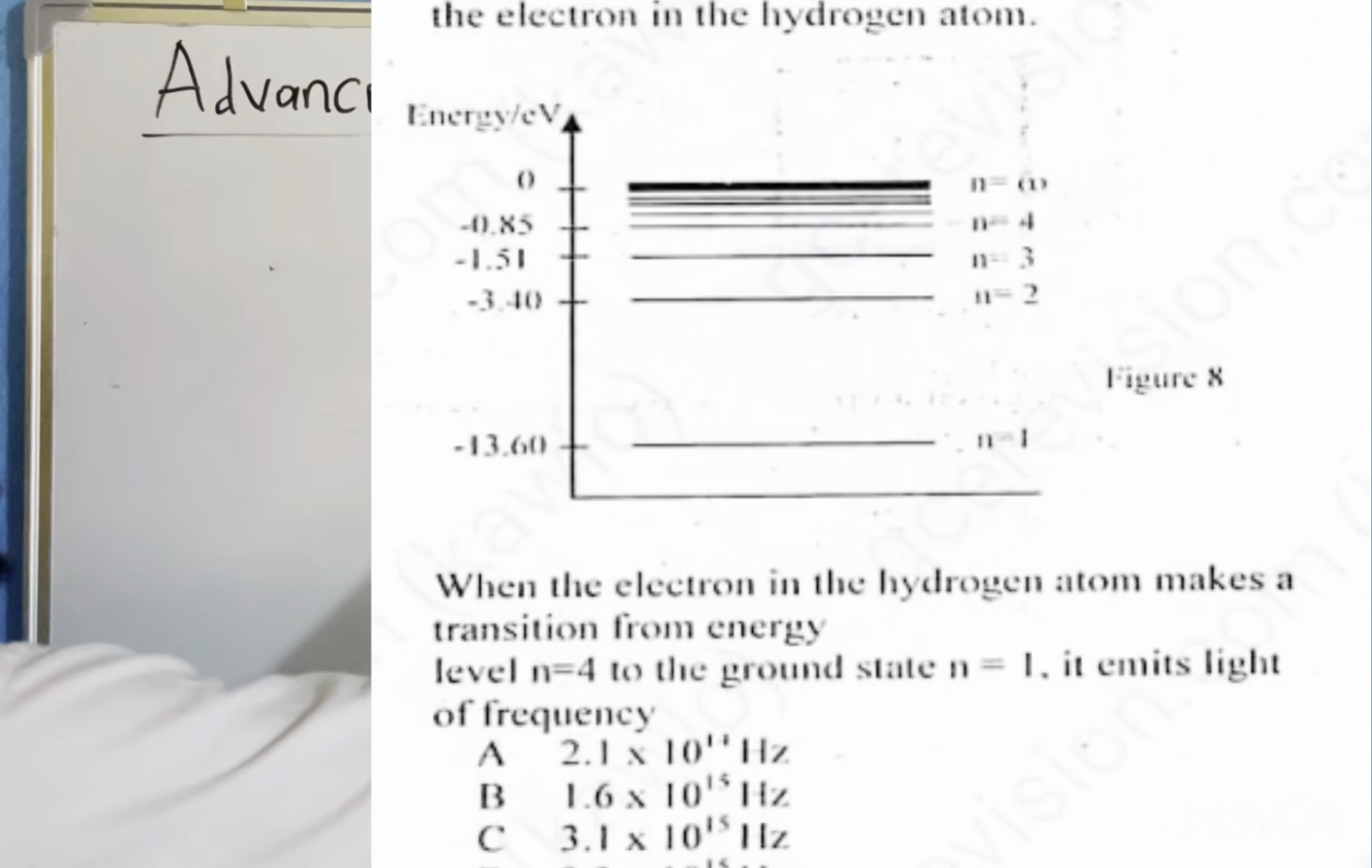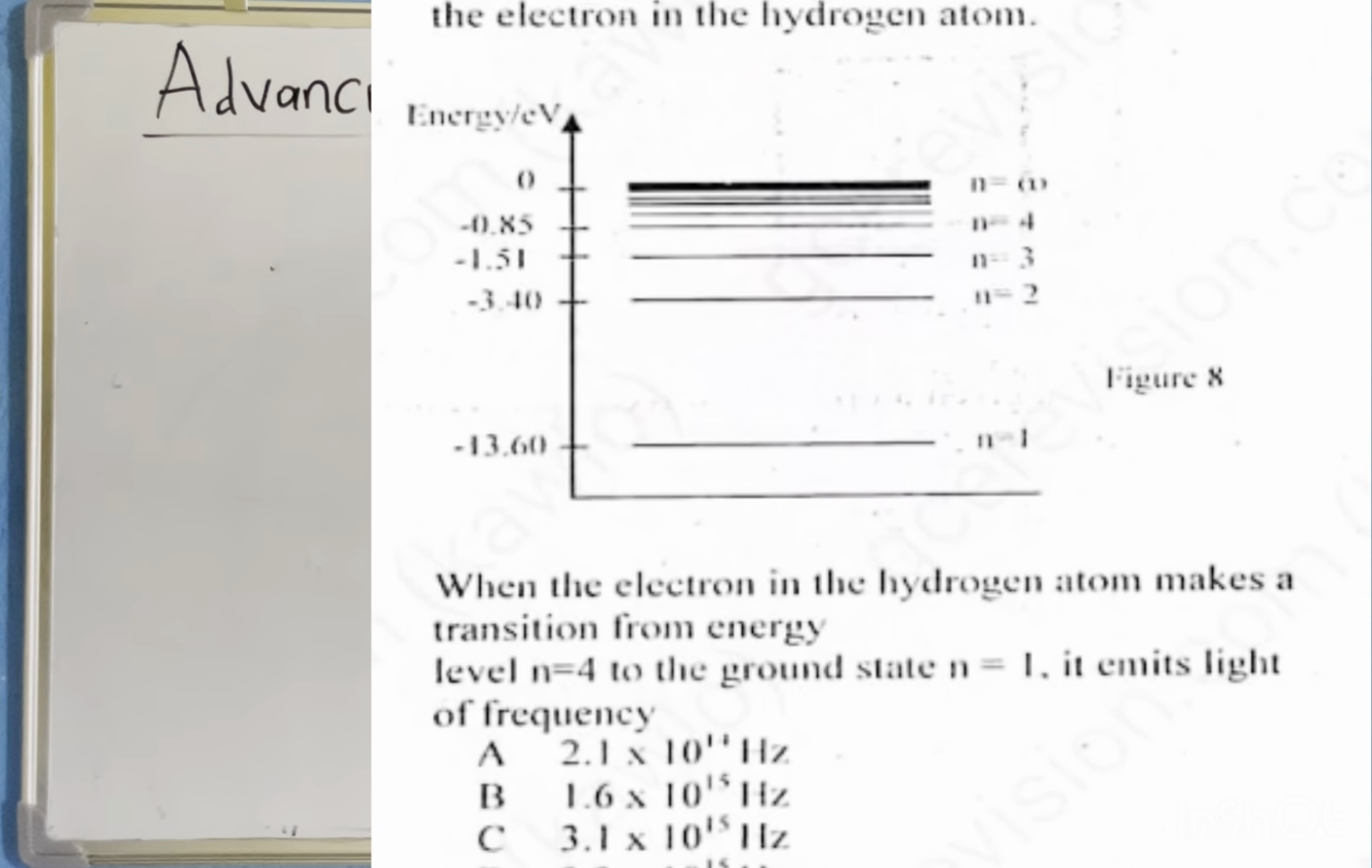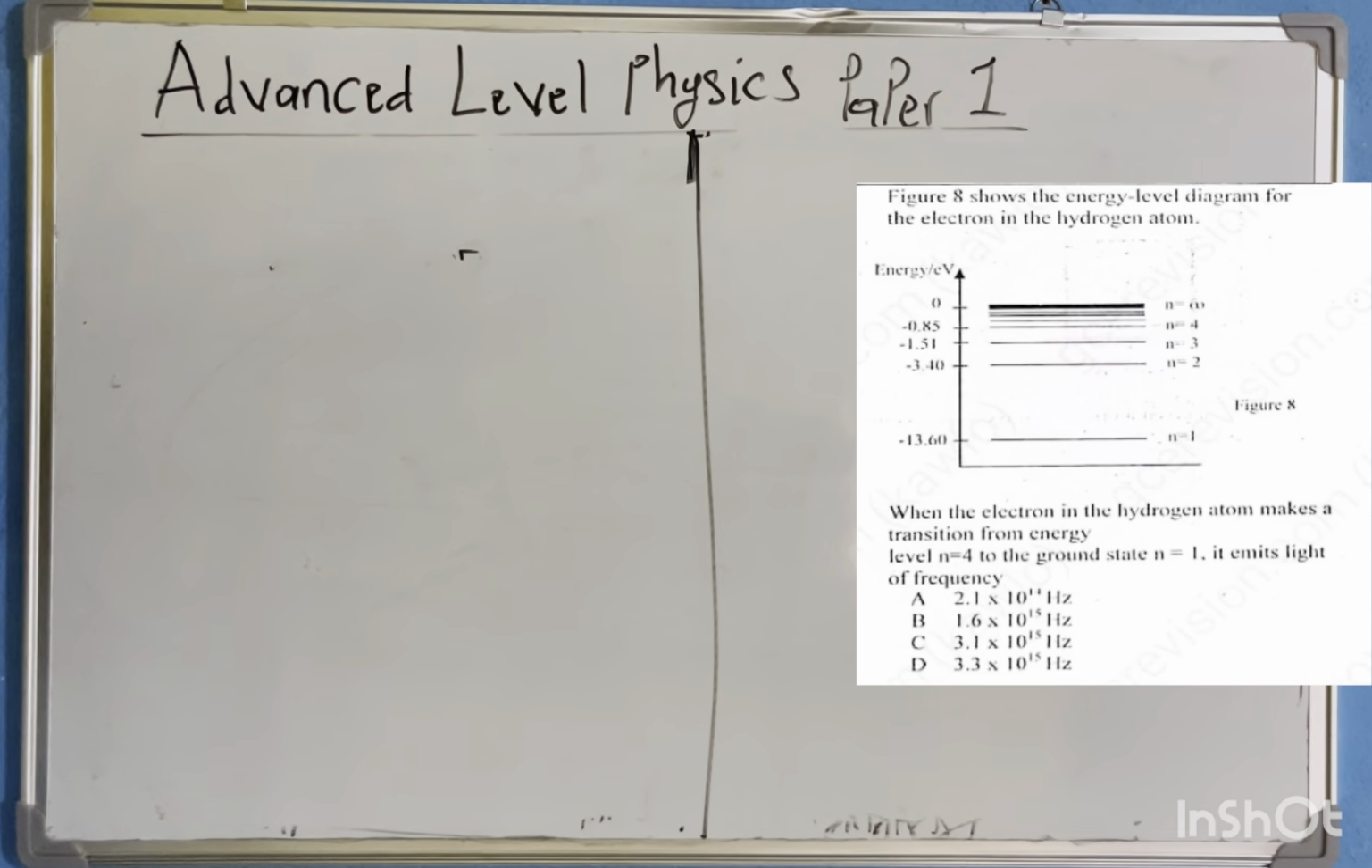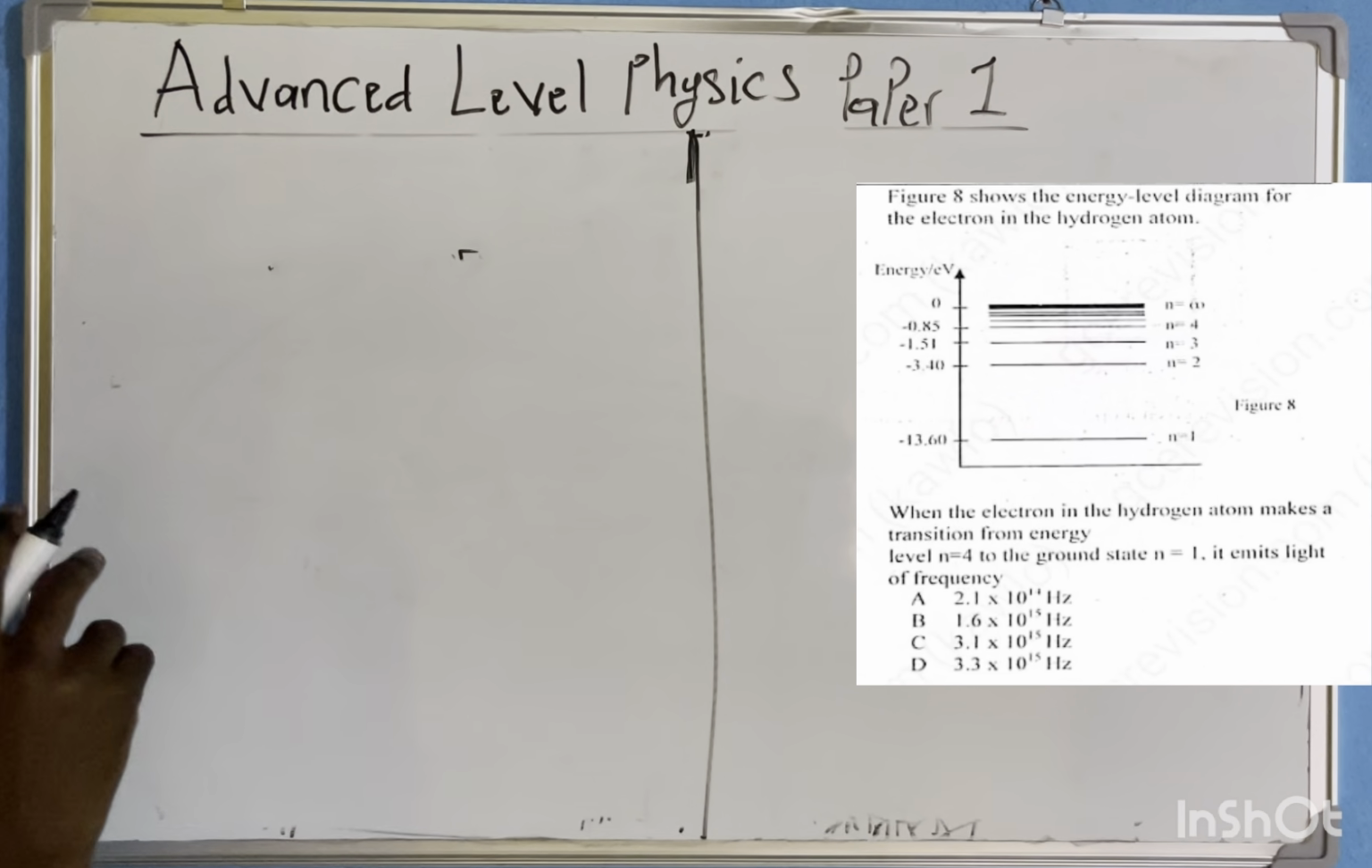Okay, students, the next question, we are having an energy level diagram. It shows the energy level diagram for an electron in the hydrogen atom. When the electron in the hydrogen atom makes a transition from energy level 4 to the ground state, it emits light of frequency... Okay, this is quite easy.